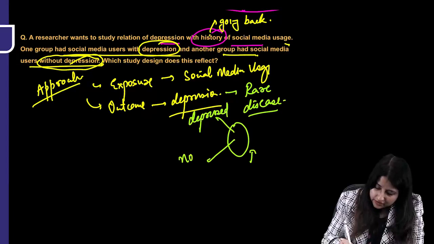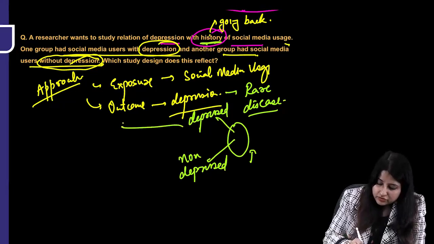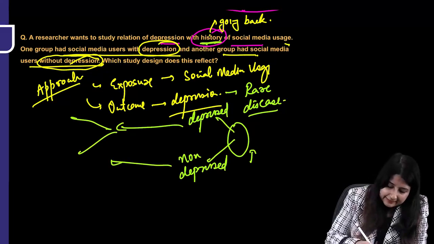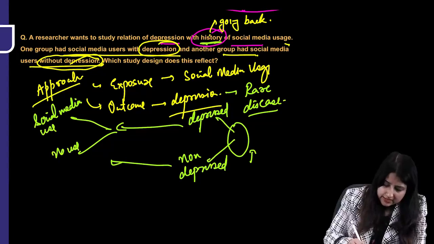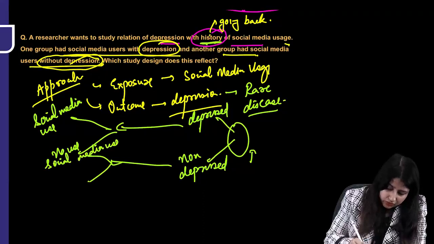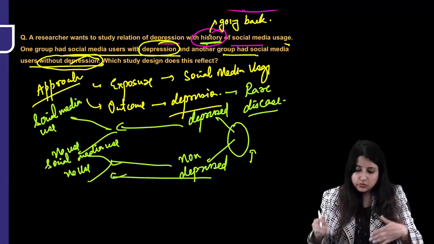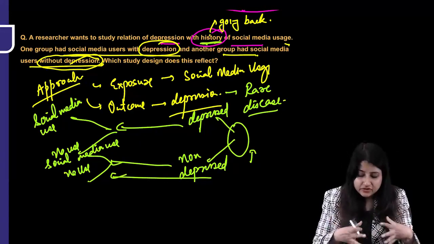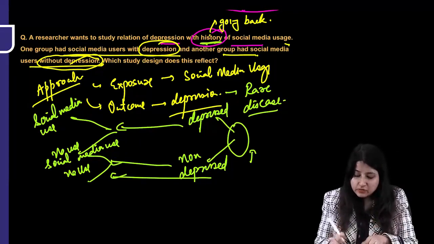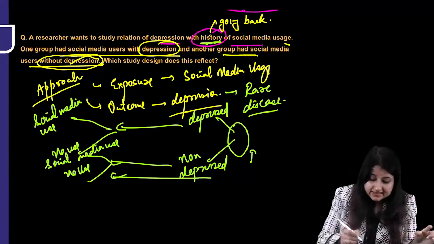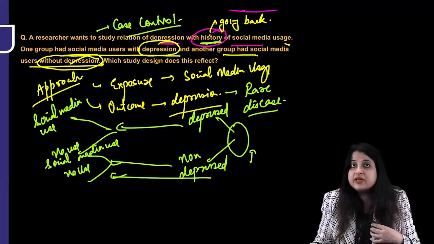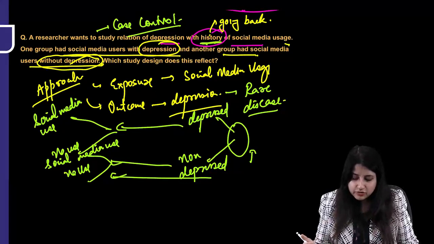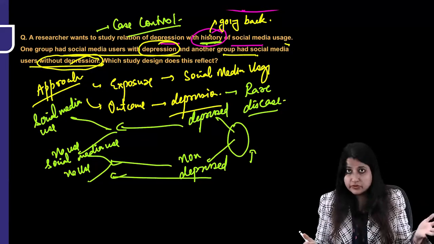depressed, okay, and over here, people who are non-depressed. And then you're studying a history. So history means you're going back and you're asking, did you use social media? Social media use? No use. Similarly here, social media use? No use. So what did you do? You went back. Okay, history you took. So you went back and you had two groups, one depressed, non-depressed. So this obviously, guys, is a case control study design. So the first thing that you figured out was the exposure, then you figured out the outcome, then you went back and compared the exposure status.